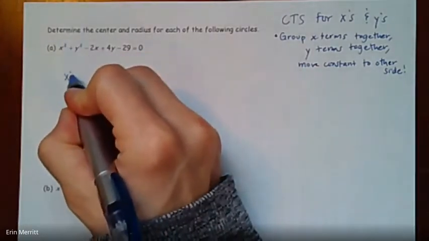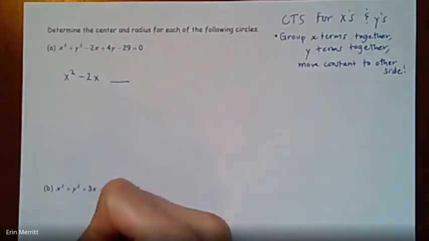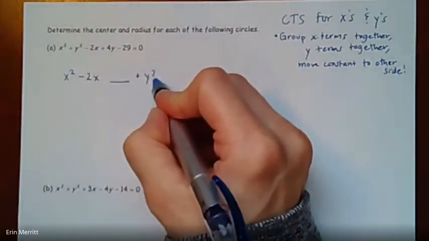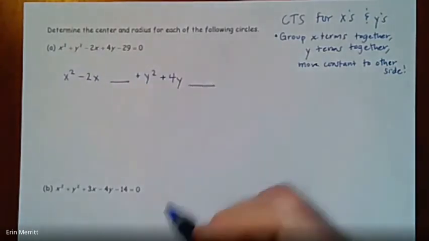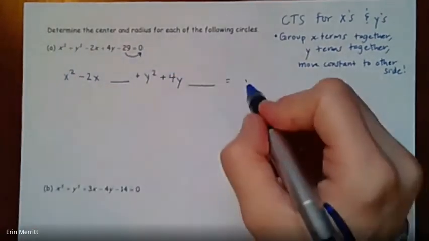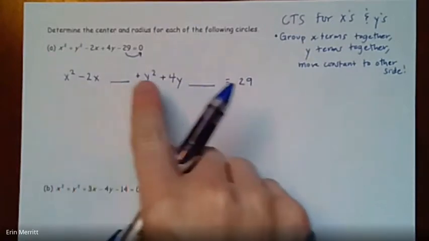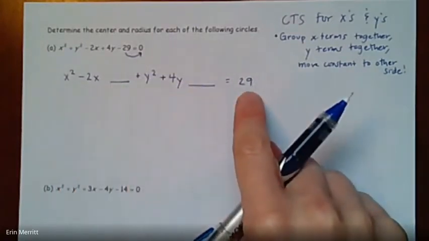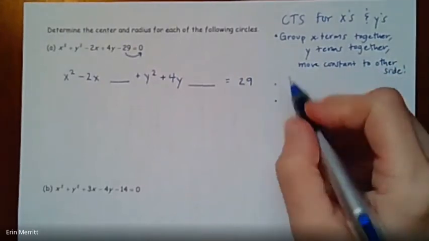So x squared minus 2x, and now leave some space. And then plus y squared plus 4y, leave a little more space. And then move that constant, that minus 29, to the other side. So now it's going to be plus 29. So we group the x's, group the y's, move the constant. Now we complete the square for both x and y.